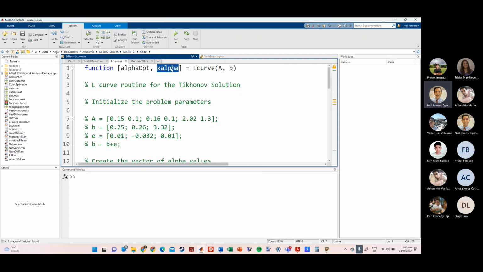So dalawa yung ibabalik sa atin. When you call lcurve in your big program or in your main code, alright? Ang ibibigay niya sa yung output ay dalawa lamang. Pag binigyan mo siya ng matrix A at right-hand side vector B, ang ibibigay niya sa iyo ay dalawang bagay. Una yung optimal alpha, tas pangalawa yung x sub alpha, yung solution using the optimal alpha.